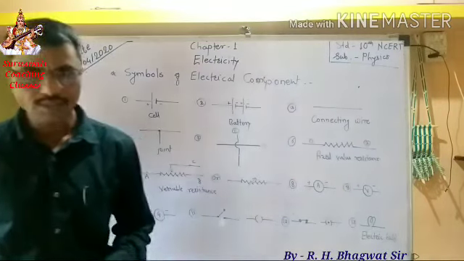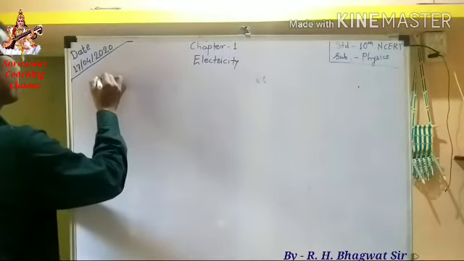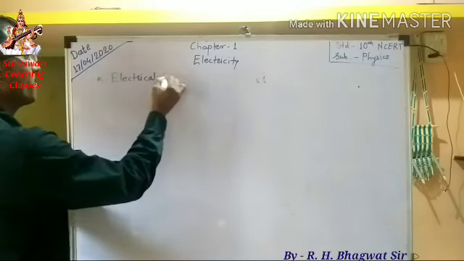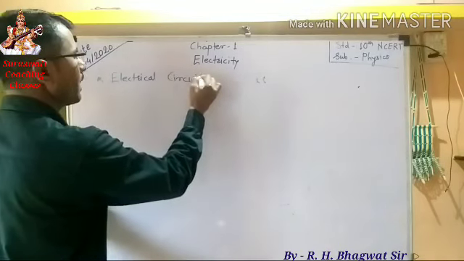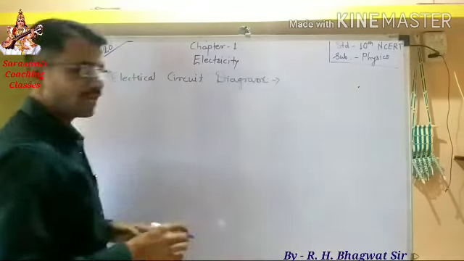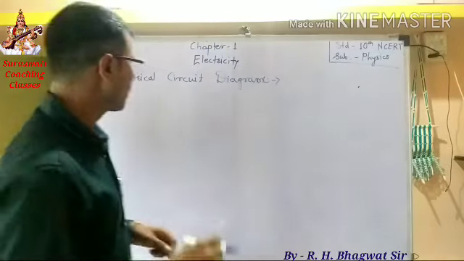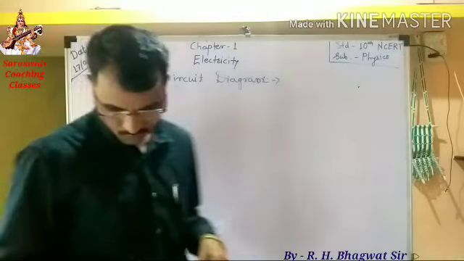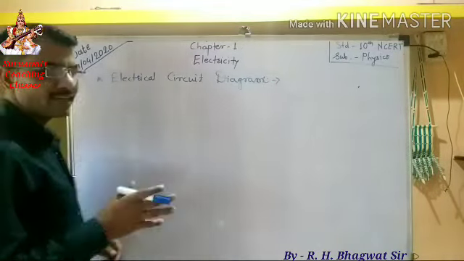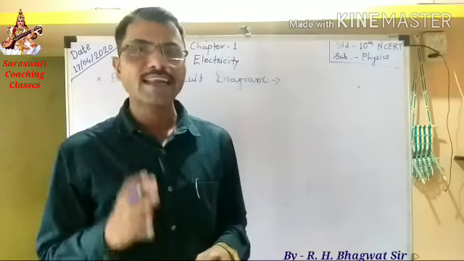Okay, then we are going to the next topic. The next topic is the electrical circuit diagram. An electrical circuit diagram is a diagram which indicates how electrical components are connected in a circuit.